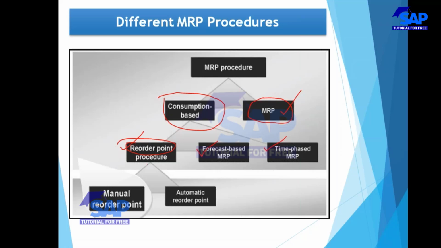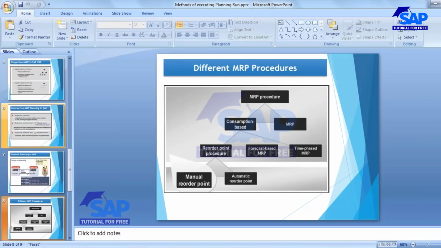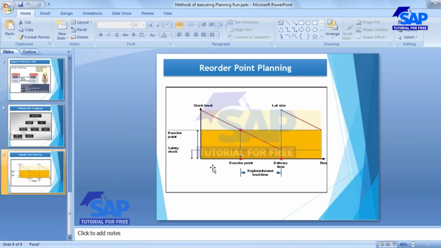In the reorder point planning you have manual reorder point planning and automatic reorder point planning. You can do manual and you can do automatic. We'll see how these things work, so this is how the reorder point planning will work.